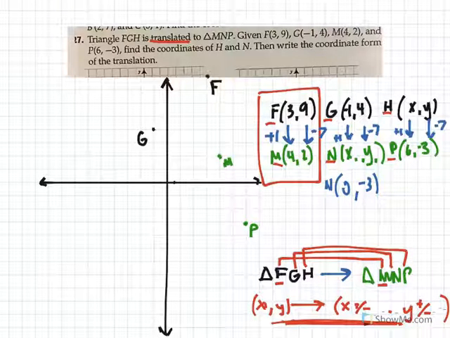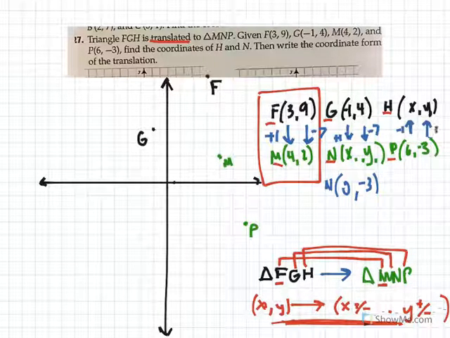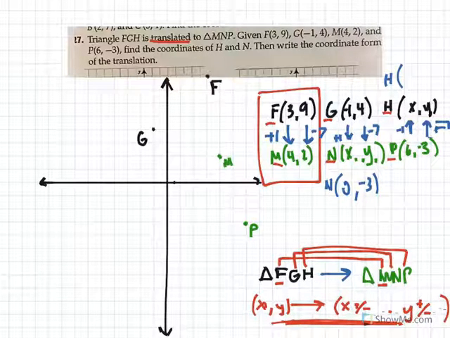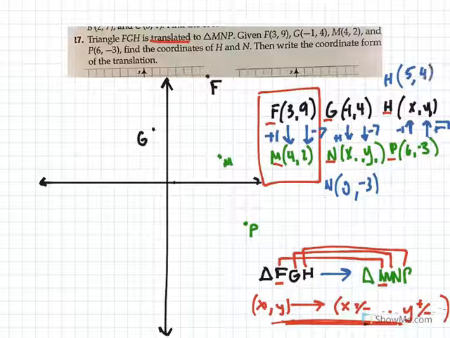But in this instance, we are not going from the original to the prime. We have the information for the prime, and we need to go back to the original. So whenever we work backwards, we need to change the sign. And now our translation becomes, we're working backwards, so we're going to take away 1, and we're going to add 7. So in order to get H, we're going to take 6, subtract 1, we'll get 5. We'll take -3, add 7, and we're going to get +4.